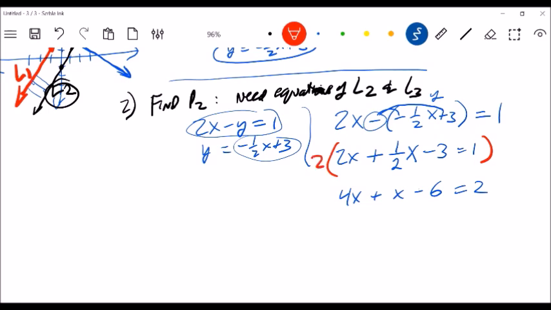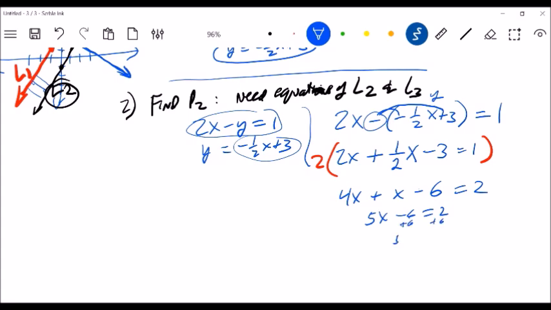2 times 2 is 4. 2 times 1/2 is a 1 in front of the x. 2 times -3 is the -6. And 2 times the 1 on the other side is the 2. We'll put these together as 5x minus 6 equals 2.